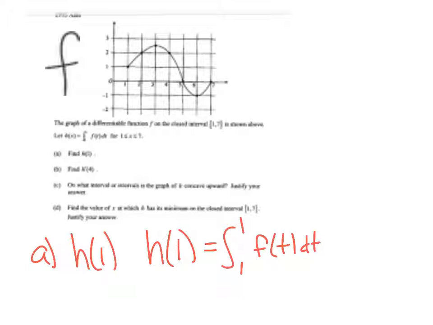Well, this is probably one of the easiest answers in the world. If you start at 1 and you move to 1, you've moved nowhere, so you have accumulated how much area? 0. We know when the bounds are the same, we have 0 area. Now here's where the second fundamental comes in.